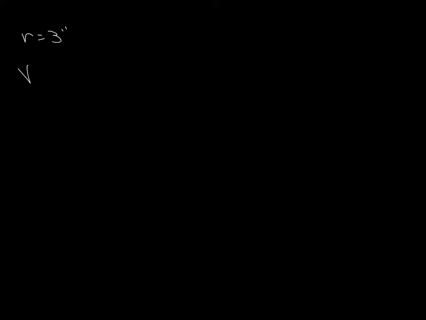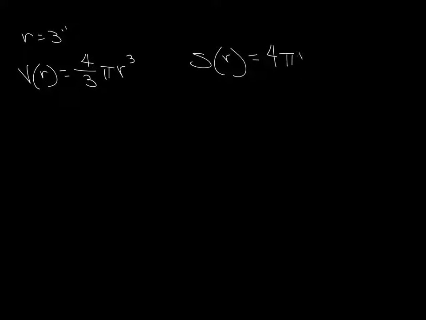Okay, so V of r, obviously, is going to be the volume. V is for volume. And we're going to use that formula to find the volume of the balloon. And then surface area is going to be this formula, 4 pi r squared. Okay, so volume, use this one, surface area, find that one. So let's find the volume first.